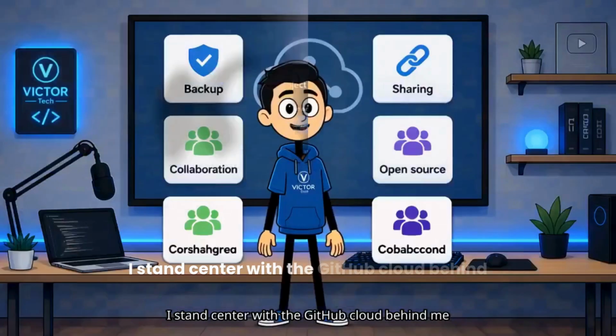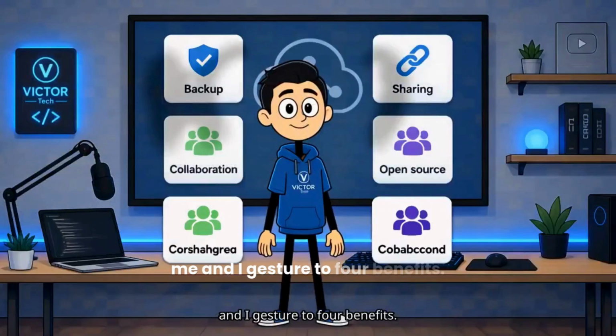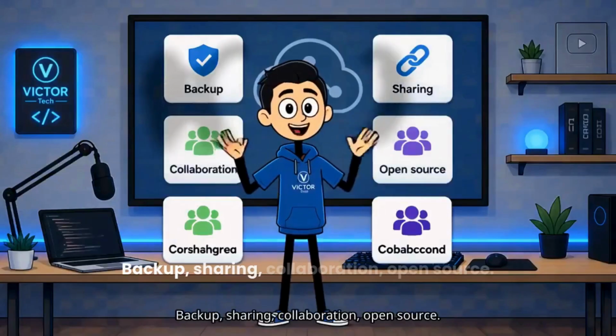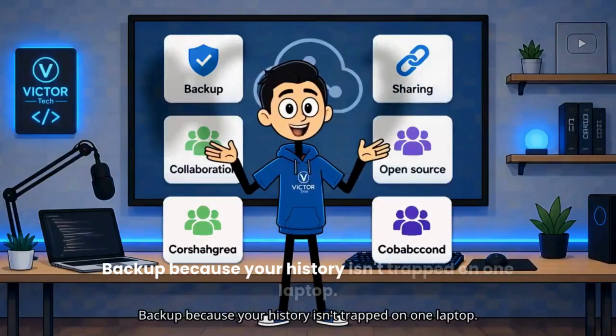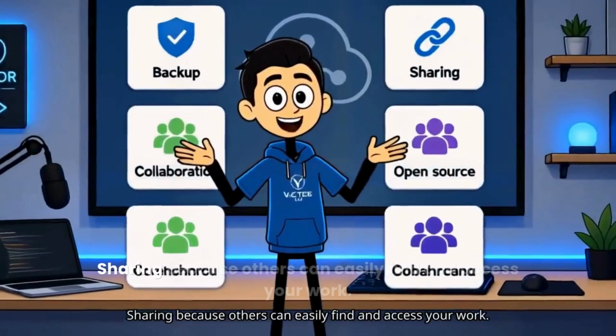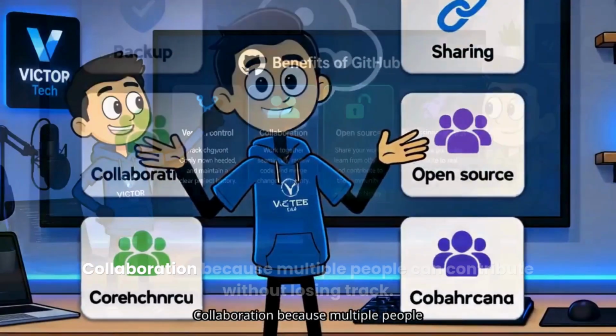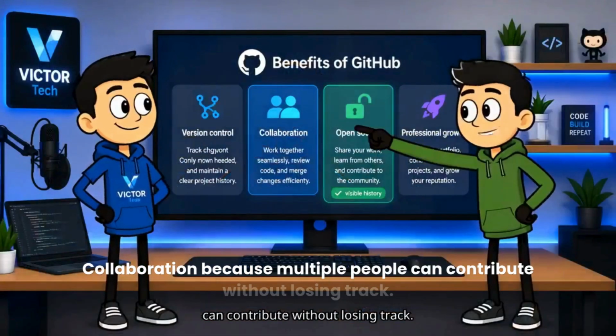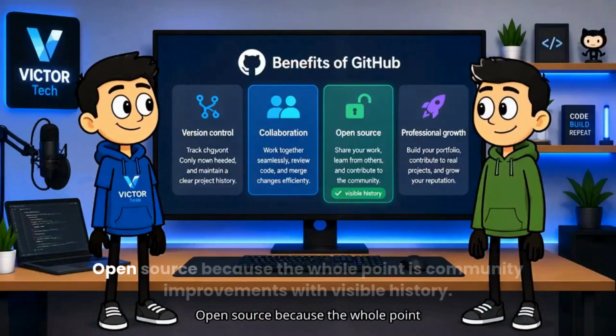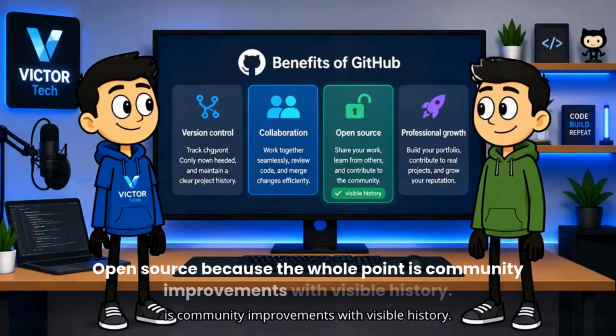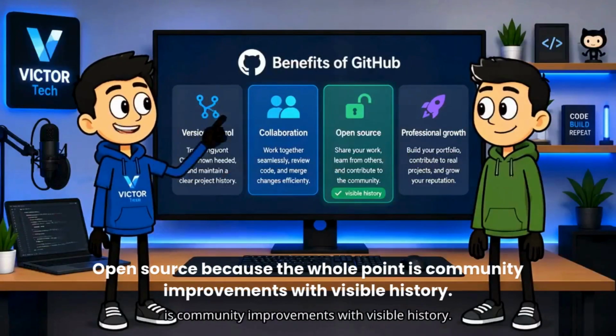I stand center with the GitHub cloud behind me, and I gesture to 4 benefits. Backup, sharing, collaboration, open source. Backup because your history isn't trapped on one laptop. Sharing because others can easily find and access your work. Collaboration because multiple people can contribute without losing track. Open source because the whole point is community improvements with visible history.